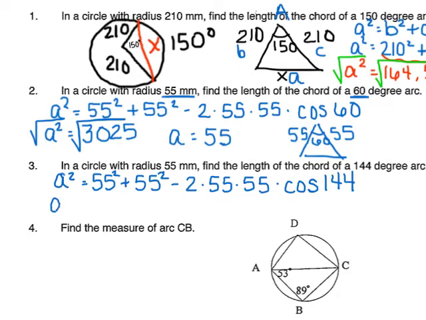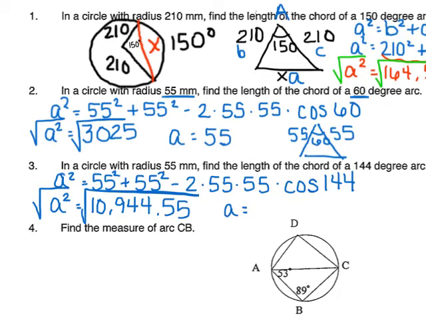I end up with a squared equals 10,944.55. Take a square root, and I get 104.6. And that's correct for your final answer.